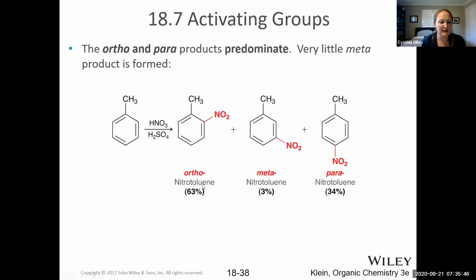So the ortho product is the major product, but we also have a very significant amount of para-nitrotoluene being formed and only a very small amount of meta-nitrotoluene being formed. So what we say, the ortho and para products predominate, right? And we don't have very much meta product. So then we talk about the methyl group as an ortho-para director, because the presence of the methyl group is, quote, directing the nitro group into the ortho or para position. So it becomes what's called an ortho-para director.